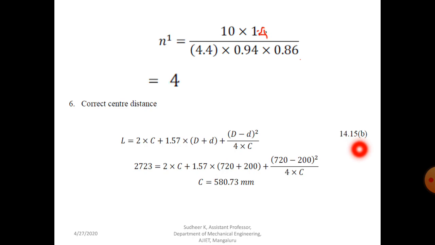For that you have to use the same equation again, that is 14.15b. So that is equal to 2 into C plus 1.57 into (720 plus 200) plus (720 minus 200) whole square divided by 4C. So we will get the C value as 580.73 millimeter.